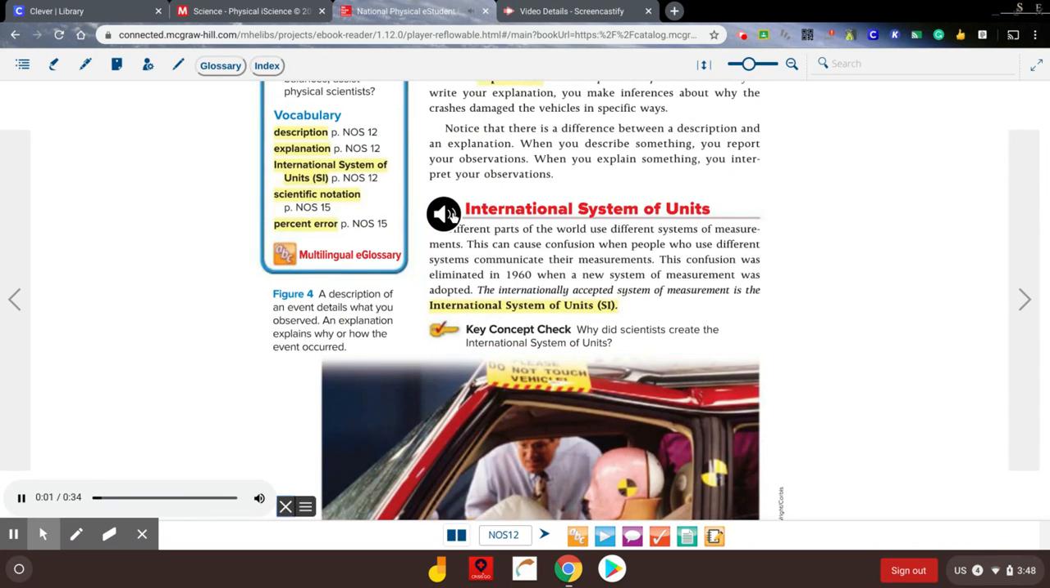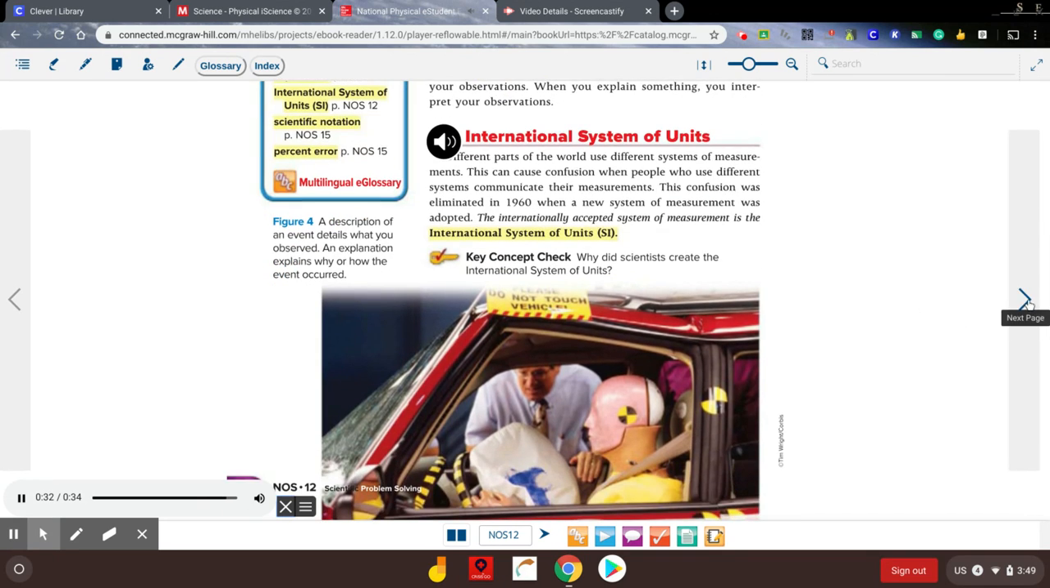The International System of Units. Different parts of the world use different systems of measurements. This can cause confusion when people who use different systems communicate their measurements. This confusion was eliminated in 1960, when a new system of measurement was adopted. The internationally accepted system of measurement is the International System of Units, SI. Key concept check. Why did scientists create the International System of Units?